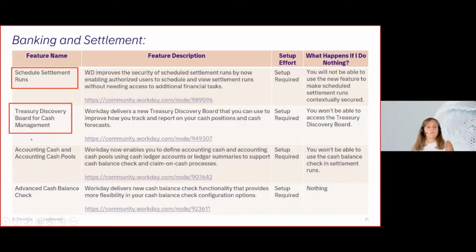Also, Workday now enables you to define accounting cash and accounting cash pools, using cash ledger accounts or ledger summaries to support cash balance check on claim on cash processes. And you can define overage options at the balancing work tag or account cash pool level to ensure a sufficient cash balance is available for settlement and reporting.